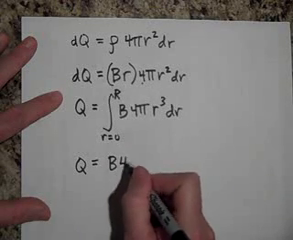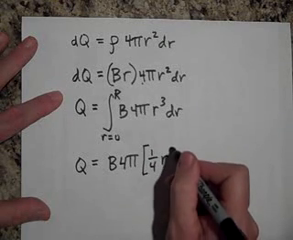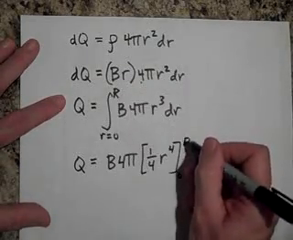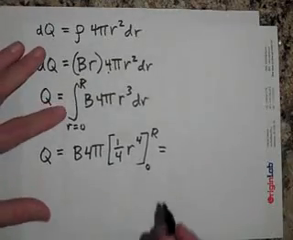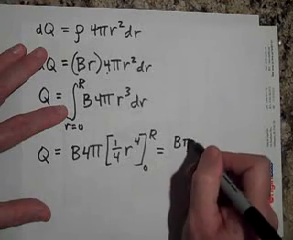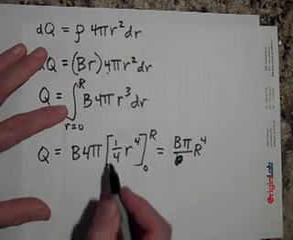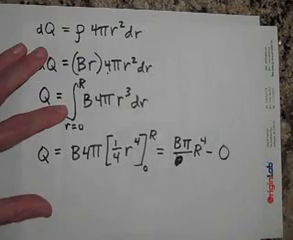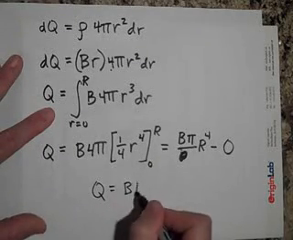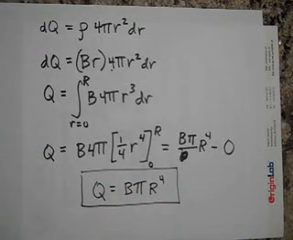So pull the b and the 4 pi out. And when I take this integral, I get 1/4 r to the 4th power. And I'm going to bring a 0 here and the R over here. Now when I put in those values, when I put in the R, I get b pi times R to the 4th, because the 4's cancel, and then minus 0. Does that work out? Yeah, that works out. So what is the total charge enclosed? b pi R to the 4th.